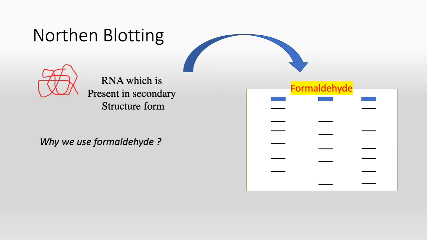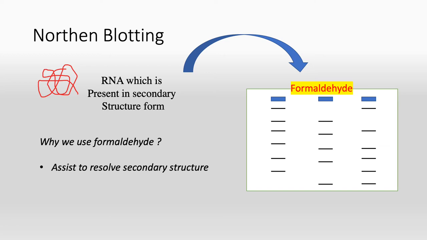Why do we use formaldehyde? Because formaldehyde helps to resolve the secondary structure into the linear form of the RNA. That is very, very important. Otherwise, the RNA will not be separated based on their length.